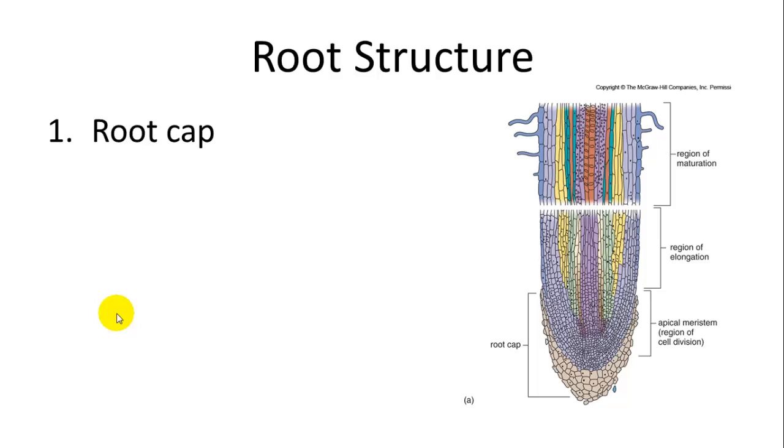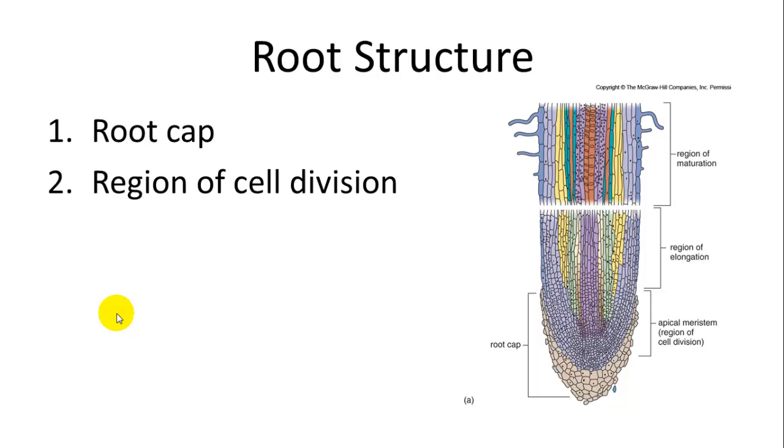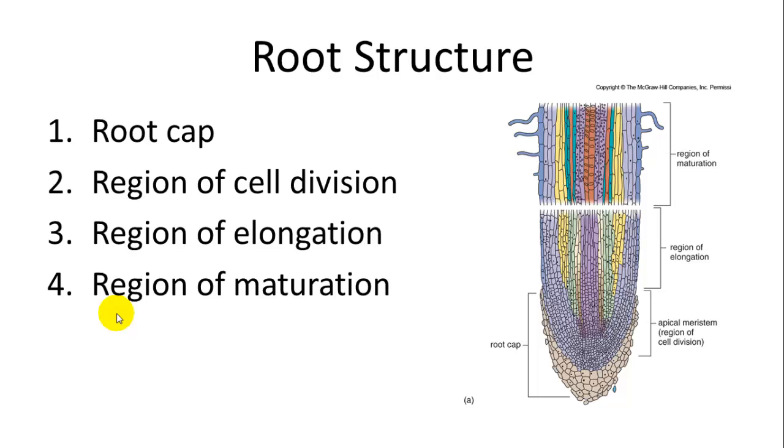Alright, so the structure of the root has four different parts, and this is from the very tip going up the root. So the very tip has a root cap, and there's a region of cell division, a part where those cells elongate in the region of elongation, and then where they mature into tissues in the region of maturation. So we'll talk about each of those individually.